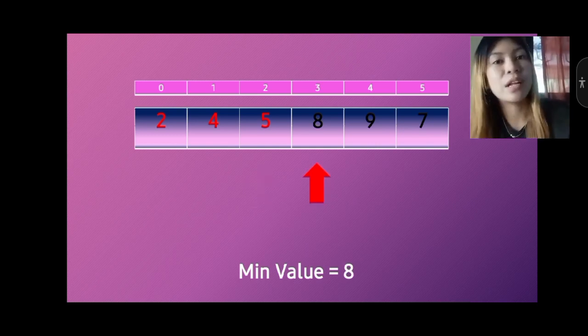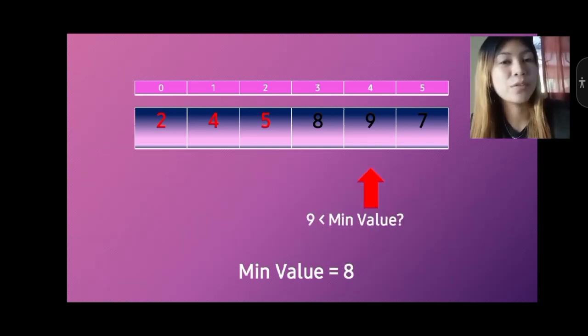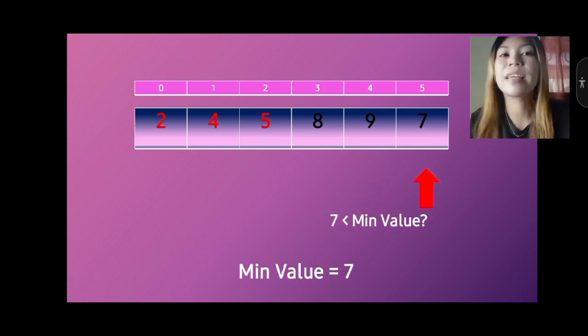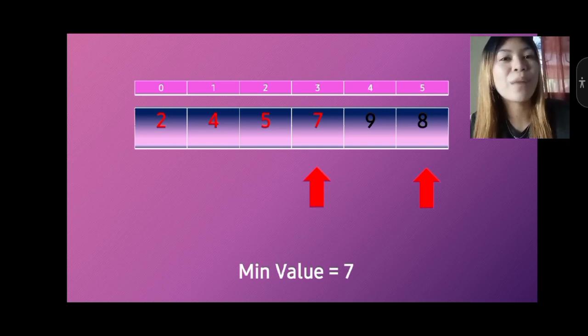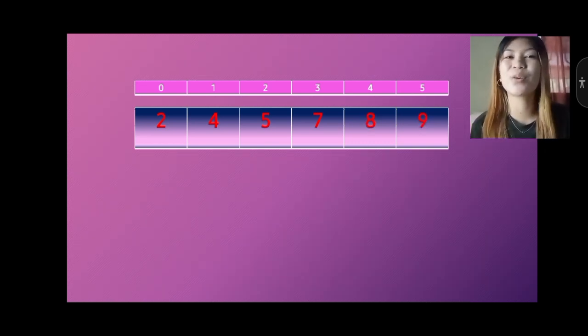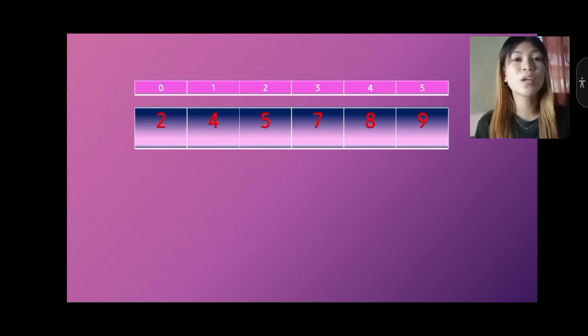We'll set our min value to 8. Is 9 less than the min value? No. Is 7 less than min value? Yes, 7 is less than 8. So we mark the min value as 7. We'll swap the 7 with the 8. Now we can mark the 7 as sorted and we have 2 remaining items. So we'll set min value equal to 9. We compare the 9 to the 8. Is 8 less than the min value? Yes, it is. So we swap these last 2 items. Now the list is fully sorted. So that is how selection sort works.